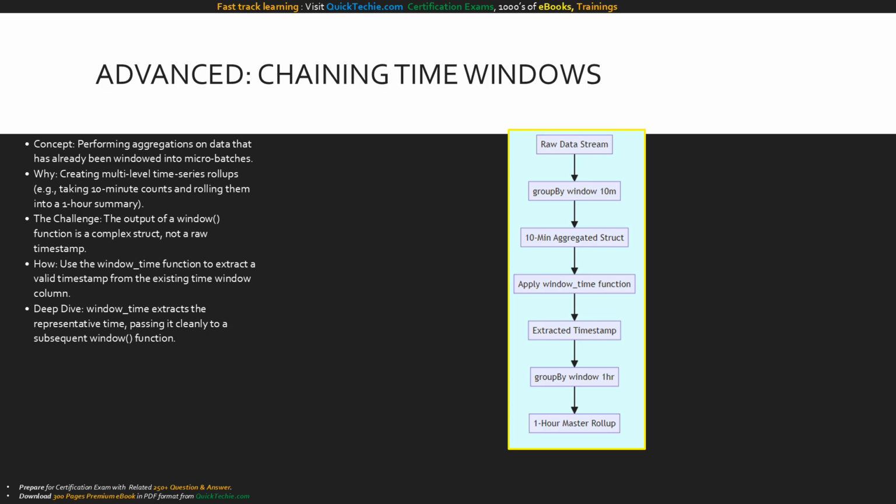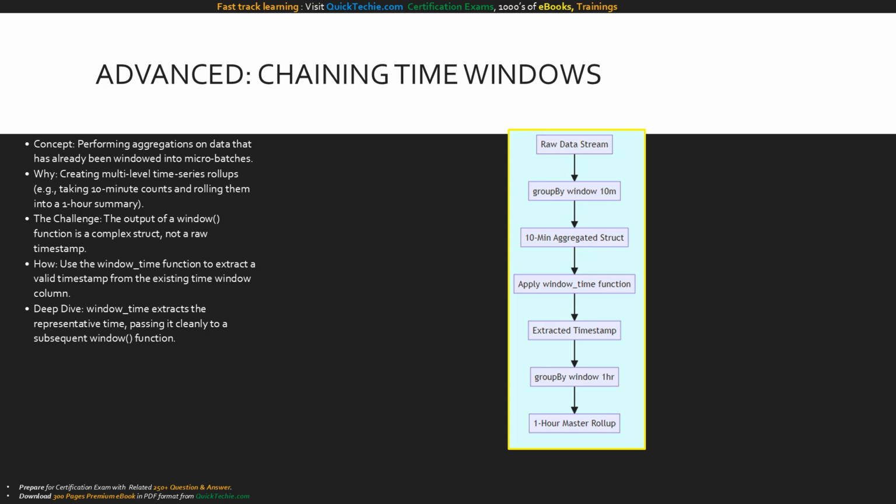Instead, we use Spark's window_time function. As outlined in our How section, window_time extracts a representative timestamp from the first window column. You then pass that extracted timestamp seamlessly into a second window function, enabling infinite levels of temporal aggregation.